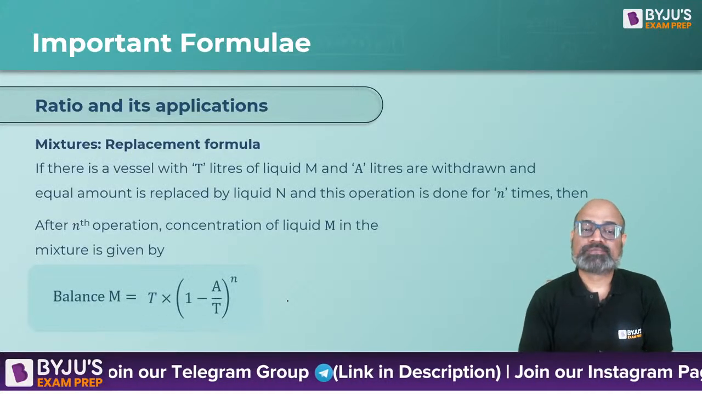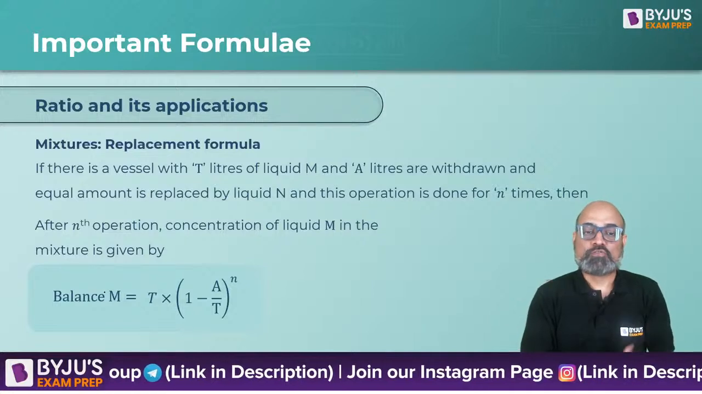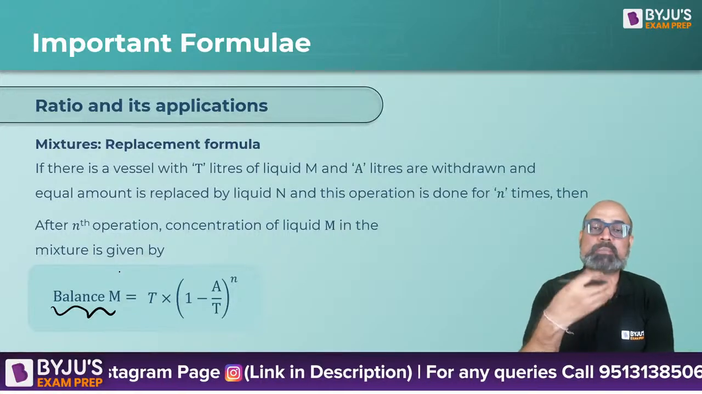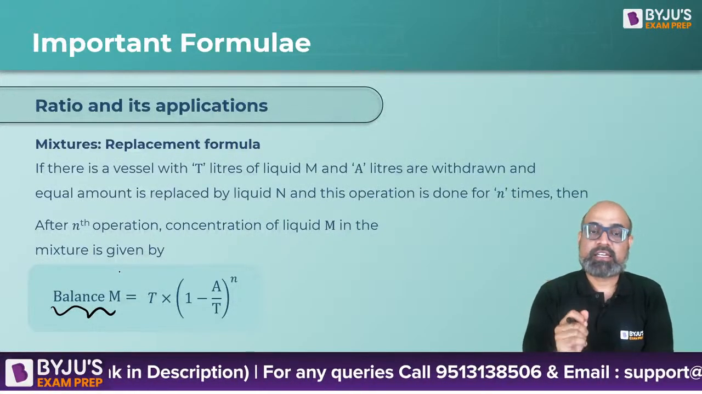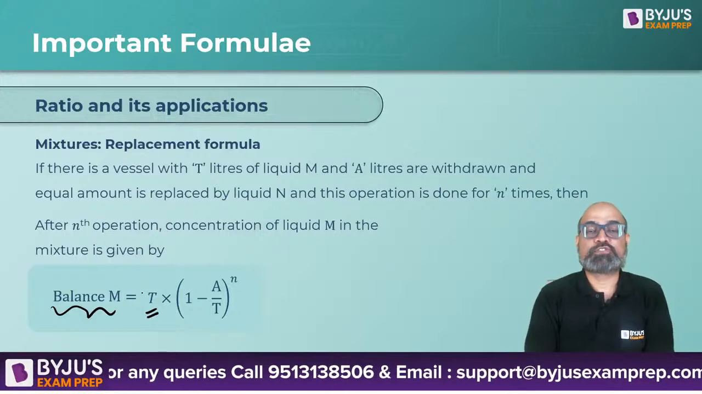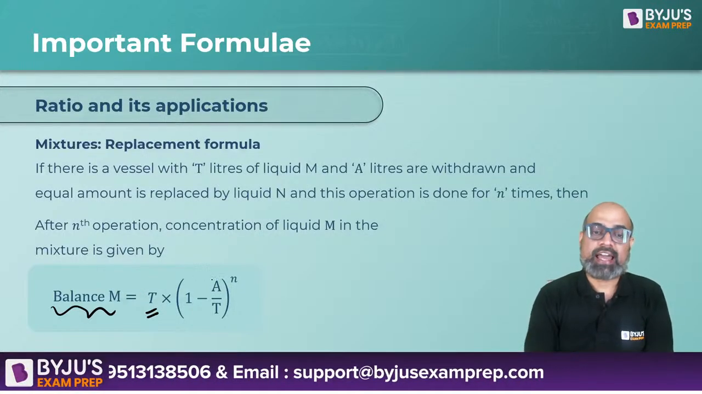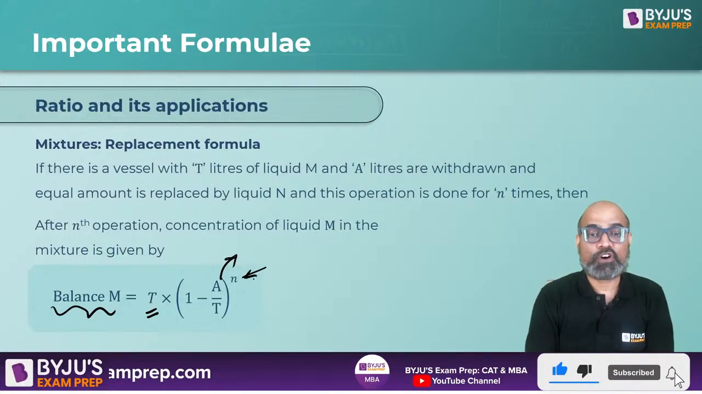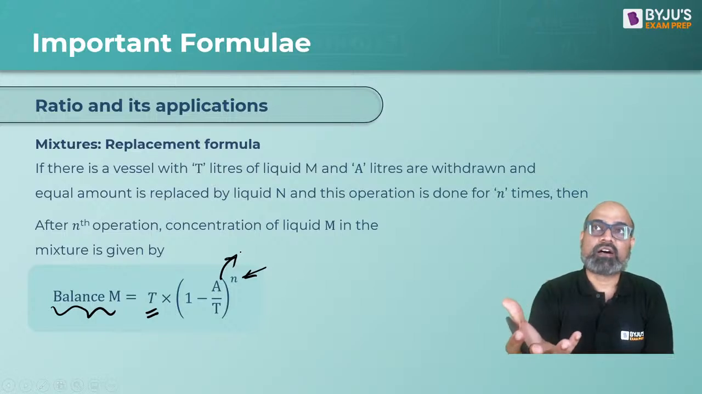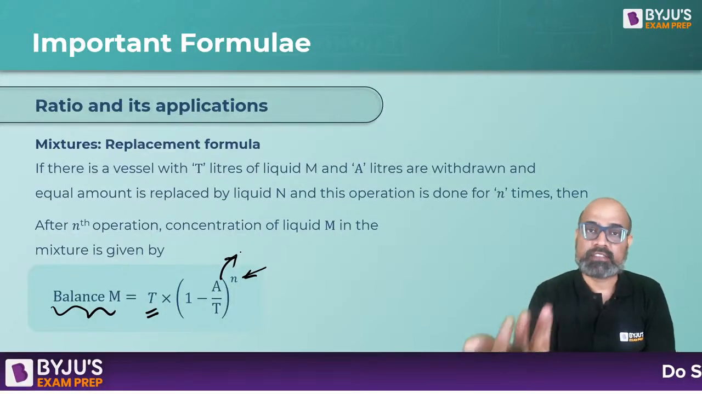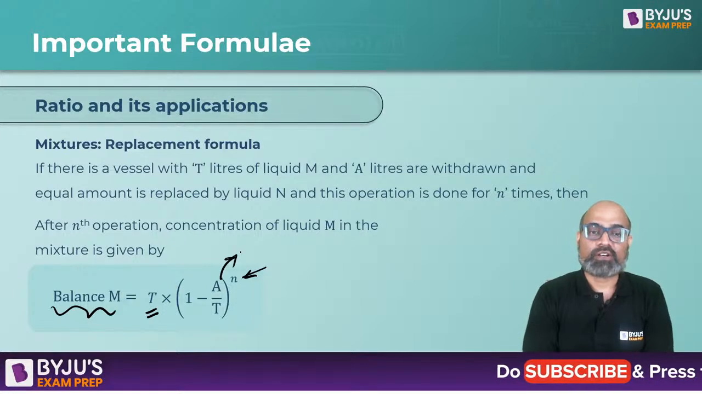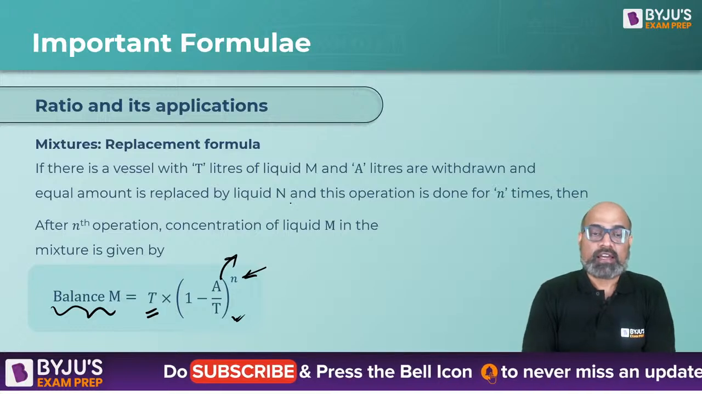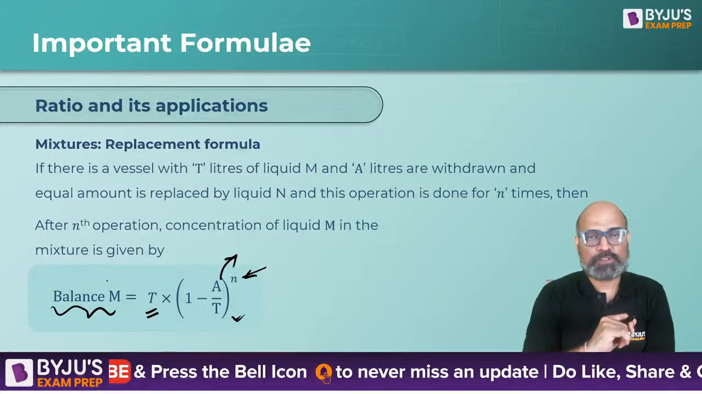Now, replacement. In the case of replacement, we use this formula whenever you want to calculate the balance of something remaining. If T stands for the initial value and A stands for the amount that is being taken out, N stands for how many times that replacement work is done, then you use this formula. Okay. I'll give an example for this.